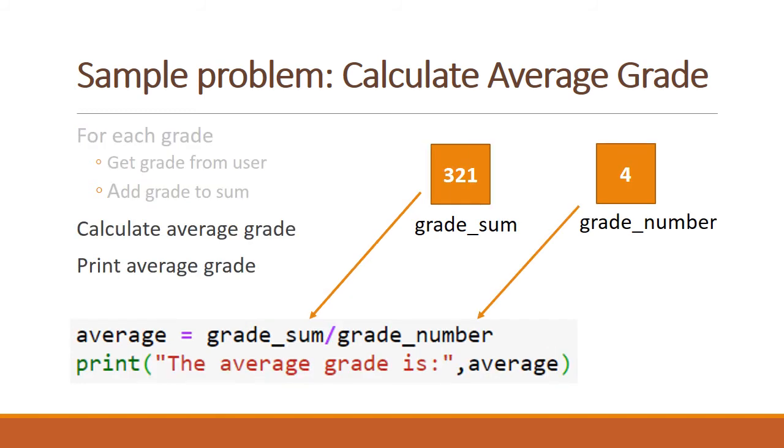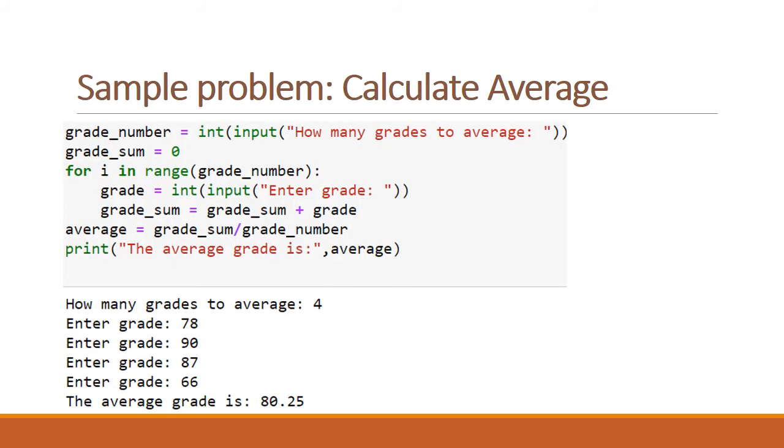After the user has entered all the grades and we've added the grades to grade sum, we're able to calculate the average. So the average is assigned the grade sum divided by the number of grades. And lastly, we can output that information to the user.